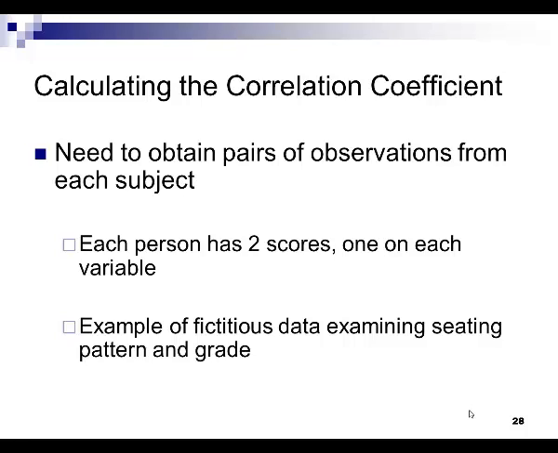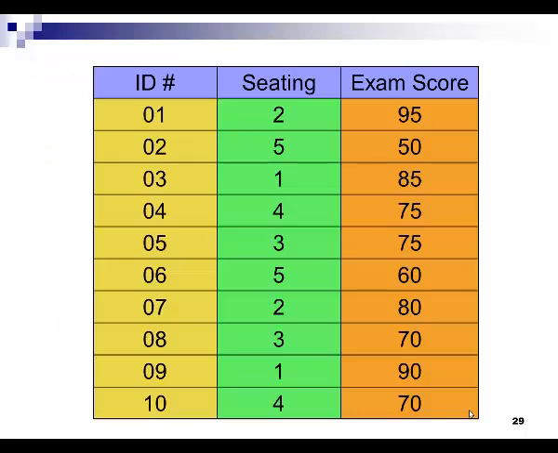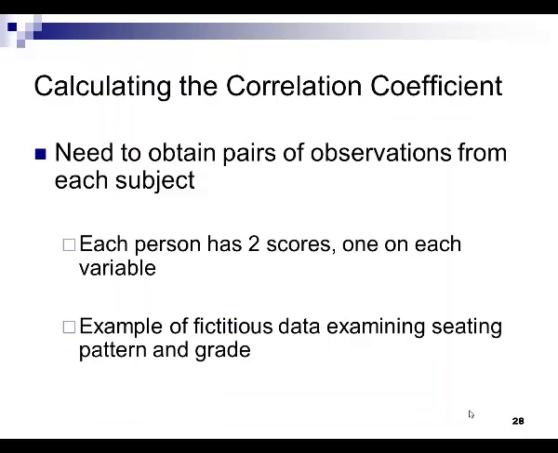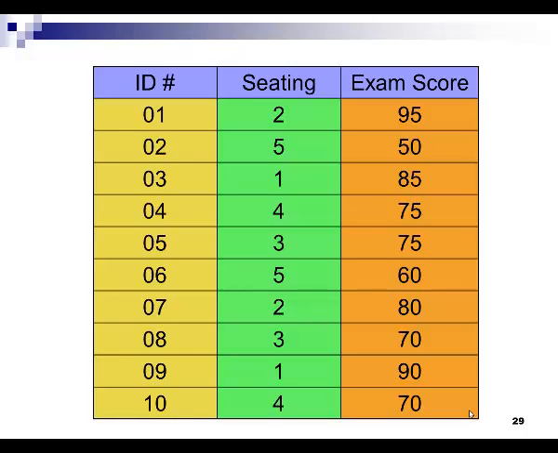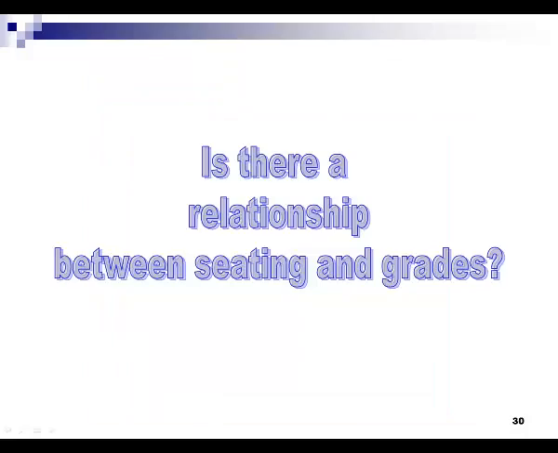So to calculate the correlation coefficient, you need to obtain pairs of observations from each subject. Each person has 2 scores, one on each variable, and you could use a fictitious example data set, such as the one I used earlier about seating pattern and grades. This is just the ID number. This is their seating arrangement, whether they were in the first row, the second row, third, fourth, or fifth, and this is their exam score. And we ask, is there a relationship between seating and grades?